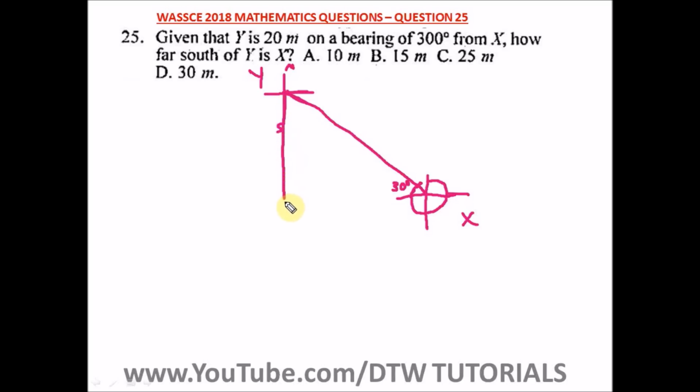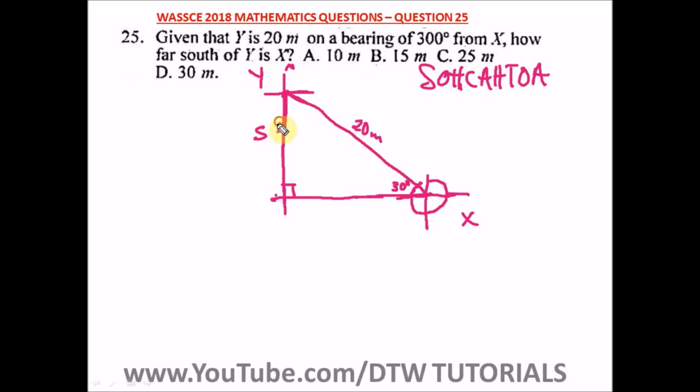So let's bring this down here. Since it said south, we have a right angle triangle here. How far south? Trace this down and take it here. So here we have a 90 degree angle, and this is 20 meters, given that Y is 20 meters from a bearing of 300 from X. So this is 30 degrees. The question says, how far south of Y is X? So we're to look for this distance. Let's give it as S.